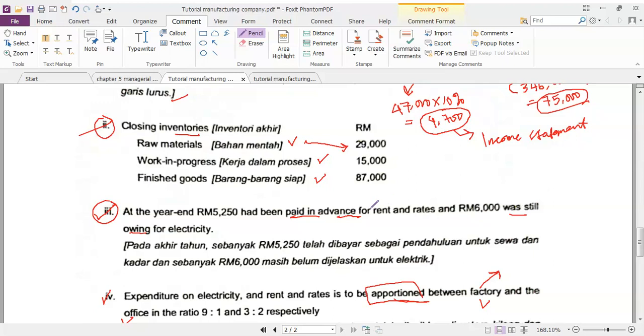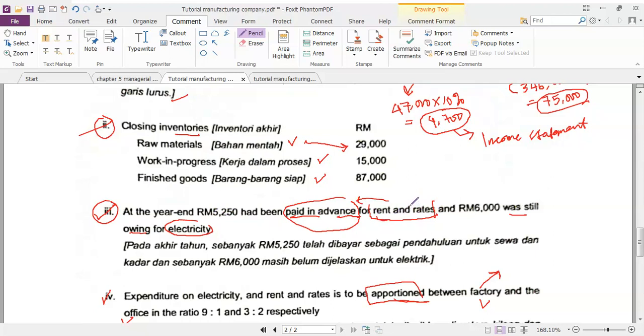Rent and rates is in advance. Okay, paid in advance, 5250. But for electricity, still owing. Okay, what is the definition of paid in advance? It means that our expenses, namely rent and rates, we already paid in advance for that year.